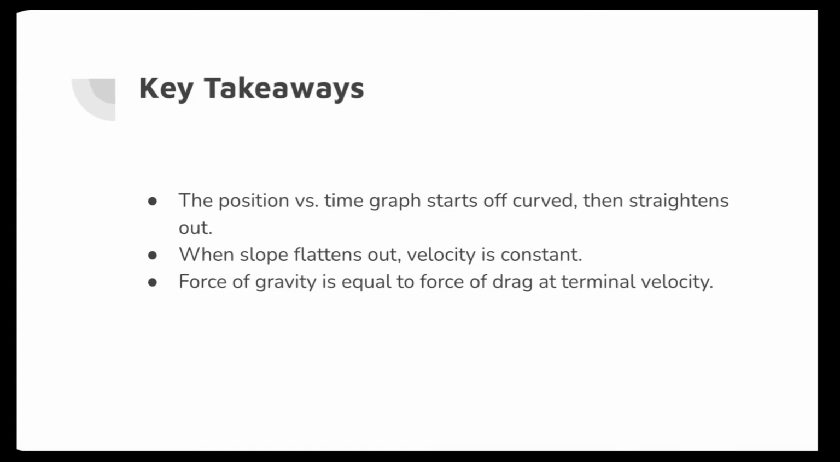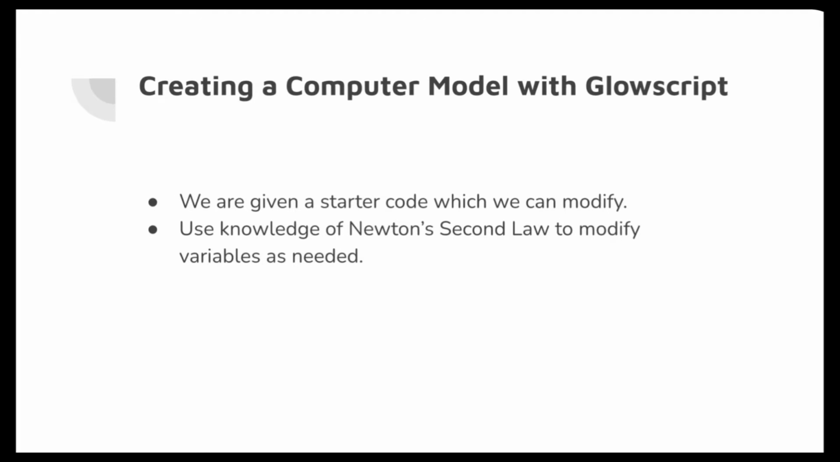Some key takeaways from the Tracker application are that the position versus time graph starts off curved then straightens out. We know that when it's curved, it's accelerating, and when the slope is straight, that means there's a constant velocity. So that means that in the end, the block is falling at a constant velocity, or at its terminal velocity, because the force of drag is equal to the force of gravity, causing it to not accelerate any longer. Now we'll use GlowScript to create two computer models.